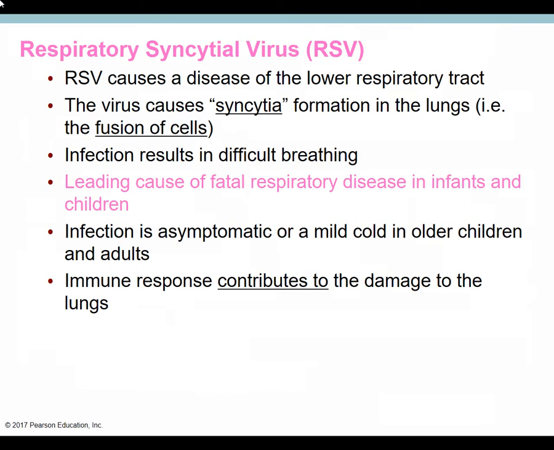And so it basically reduces the surface area of your lung tissue, and you may recall from anatomy or another course that surface area is important for materials to pass, in this case oxygen, to get into your blood. So it becomes a problem if you have less surface area. In an adult or even an older child, it's going to be less of a problem and often asymptomatic or like a mild cold, but it turns out that your immune system will actually increase the amount of damage to your lung tissue, again, mostly for babies.